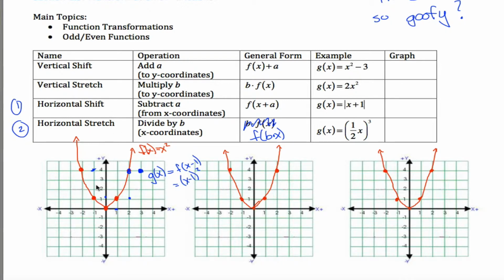It's hard to draw. Let me try my best. Oh, that's ugly. That's just too bad. I've got to do this one more time.